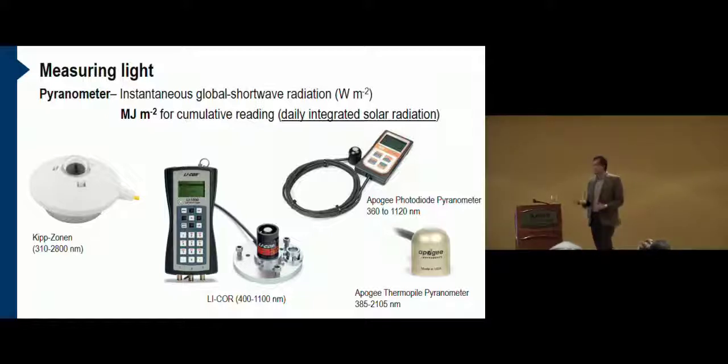So the unit for that is watts per meter square to represent the light in that instantaneous moment. But we can also accumulate that light, or integrate that light, to look at the daily integrated solar radiation in terms of energy units. And the unit for that is, for example, megajoules per meter square. So the sensors are slightly different compared to a quantum sensor.